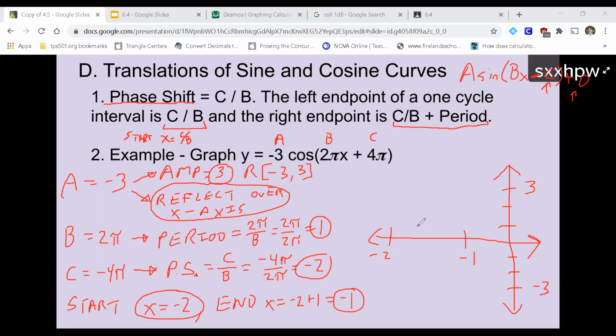During this interval, I need to break it up into 4 sections for my key points. So halfway between these would be -1.5. A quarter of the way would be -1.75. And 3/4 of the way would be -1.25. Or again, I can find those intervals by taking the period, which is 1, and dividing it by 4. That's your interval. Every quarter, you should move from one key point to the next.